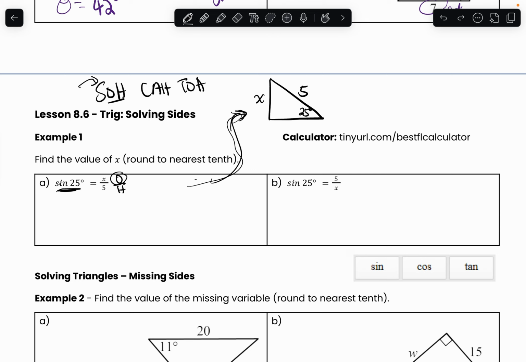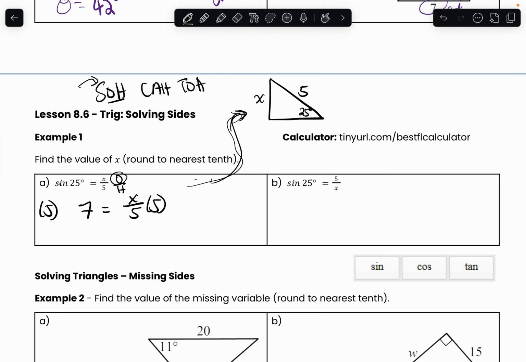Let's kind of imagine that this sine of 25 doesn't exist. Let's just imagine it like a regular number, let's say 7. If we have 7 equals to x over 5, well, how would you isolate your x? Well, you would isolate your x by multiplying 5 on both sides, right? And you will go ahead and cancel out on the right side, and that will give you x equals whatever 5 times 7 is.